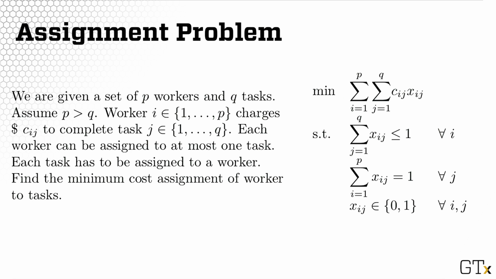Here's another example. We are given a set of P workers and Q tasks, and let's assume that there are more workers than tasks. Each worker i charges Cij to complete task j. Each worker can be assigned to at most one task, that's what this constraint tells us, and each task has to be assigned to a worker. Find the minimum cost assignment of workers to tasks. We introduce variable xij, which tells us whether we assign worker i to task j, and we'd like to minimize the cost of assignment. These constraints say that each worker can be assigned at most one task, and each task has to be assigned.